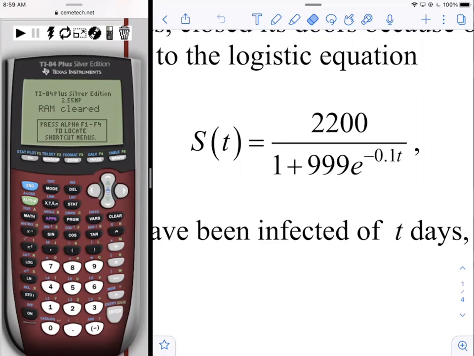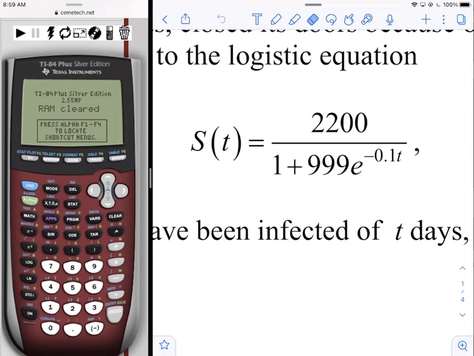S equals 2,200 divided by 1 plus 999 e to the negative 0.1 t power. So when you see an equation like that, the first thing I want you to be able to do is recognize that and know that it's a logistic equation.